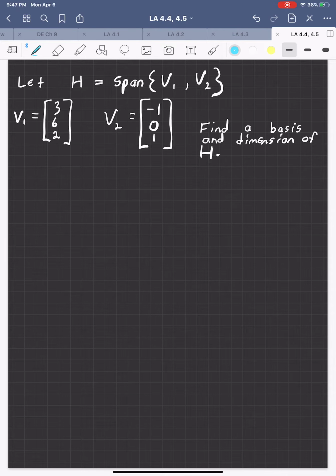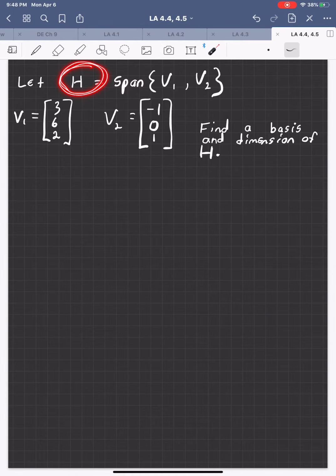So let's actually try a question. The example reads as follows. Assume that H is equal to the span of the following two vectors, v1, v2. And I have defined v1 and v2 for you. Your job is to find a basis and the dimension of H.